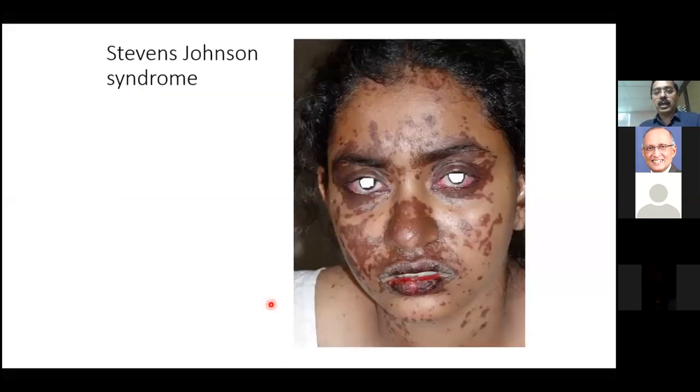Stevens-Johnson syndrome, I mentioned. See, you notice that it was initially a maculopapular rash. This is noticeable in the neck. It was initially a maculopapular rash, which became a hemorrhagic crust, and then conjunctival congestion and hemorrhagic crust on the lips. This was probably around day 7 or day 10, round about a week after the presentation.